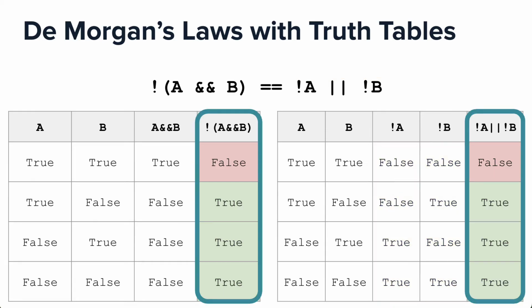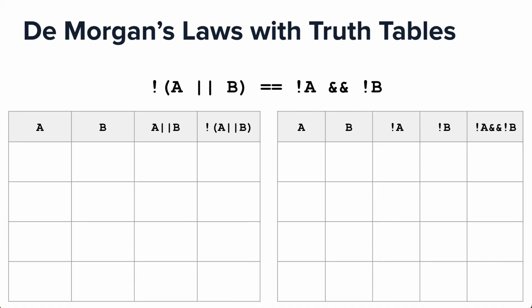true. As you can see, for all the possible A and B combinations, the results of not (A and B) and not A or not B are the same. This proves that writing either of these expressions will result in the same evaluation. Now let's use our truth tables to confirm the OR statement.